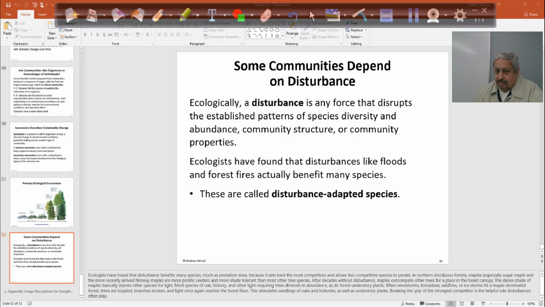Ecologists have found that disturbances like floods, that's what I said, and forest fires, I forgot about forest fires, actually benefit many species. They are called disturbance-adapted species.